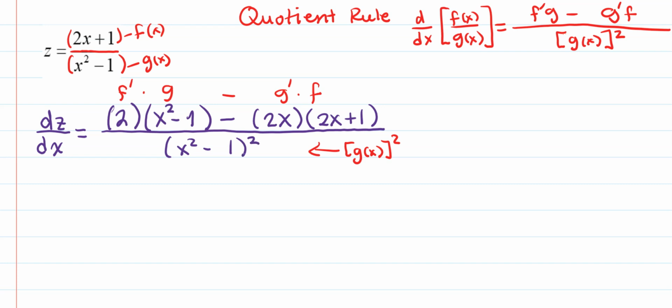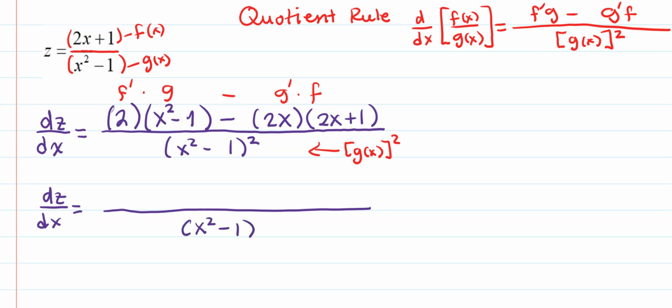All right, so what exactly do you do after that? You would go ahead and multiply out and hopefully reduce. So dz dx is equal to x squared minus 1 squared on the denominator. The numerator is going to be, if we multiply that whole thing out, 2x squared minus 2 minus 2x, not 2, 2 times 2 is 4, minus 4x squared minus 2x, and then combine like terms.